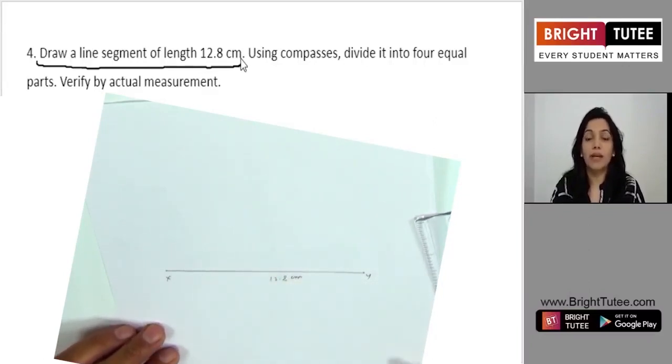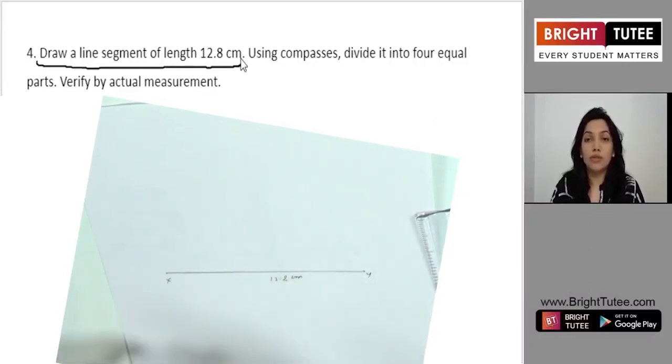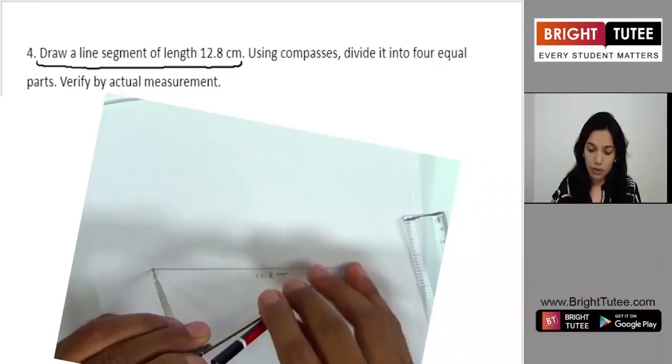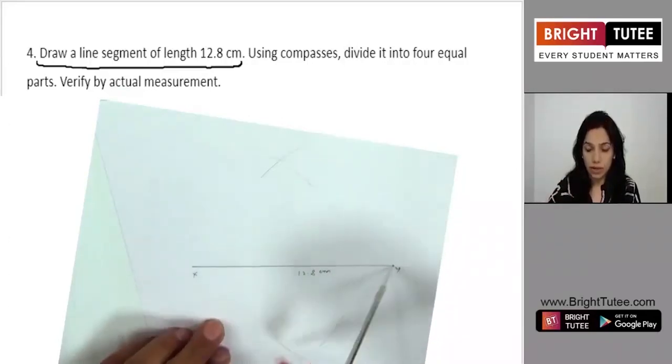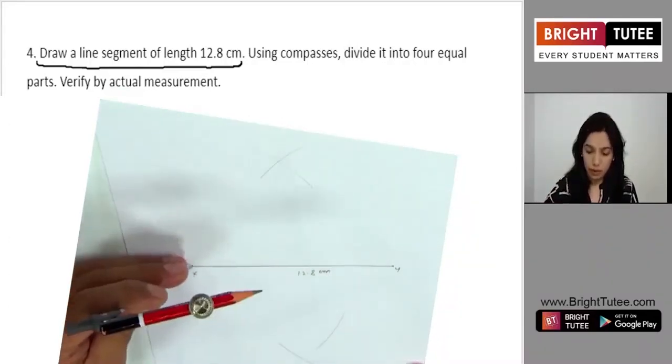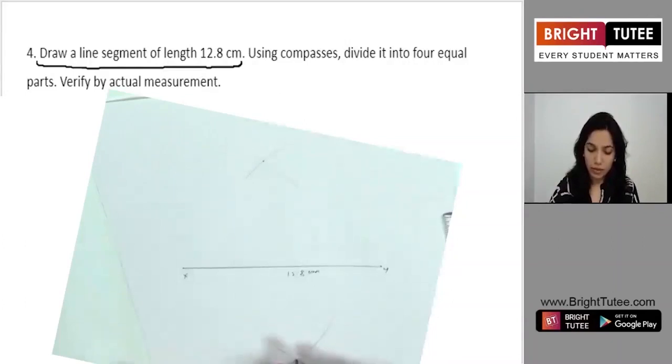Okay. Now what do you do? You need to divide this into 4 equal parts. So in order to divide it into 4 equal parts, let us first divide it into 2 equal parts that we have learned. So using the compass, keeping the opening of the compass greater than half of XY, we'll mark an arc over here. Without disturbing the opening of this compass, we keep the point at Y. We mark an arc over here. And then we join it.